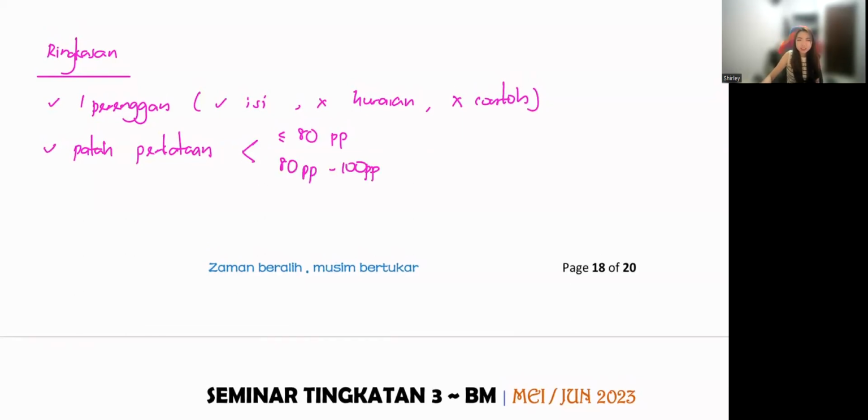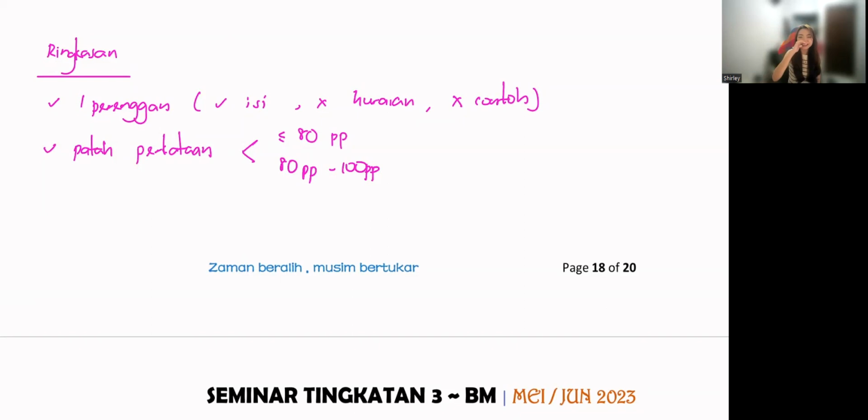Seriously? Your teacher is confused on the ulasan and also ringkasan, is it? If it's three paragraphs, then we will minus marks. Because why is the ulasan split into three? Because we have the pengenalan, isi, and also the penutup. Ringkasan, we only have points, my dear. No opening, no ending. No huraian, no contoh. That's why only one paragraph.